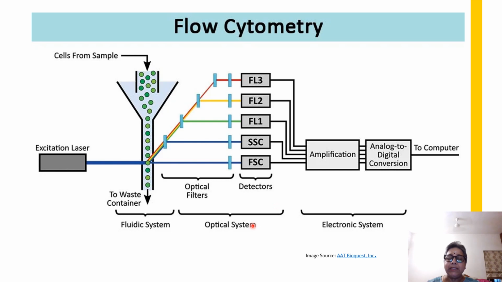So you have a fluidic system in which the cells are passing. You have an optical system where the cells get scattered, pass through various filters and are detected using respective detectors. Once these are detected, there is an amplification of the various signals that you get from the cells that have emitted this light. The analog is converted to a digital medium and sent to the computer. So you have a fluidic system, an optical system and an electronic system.